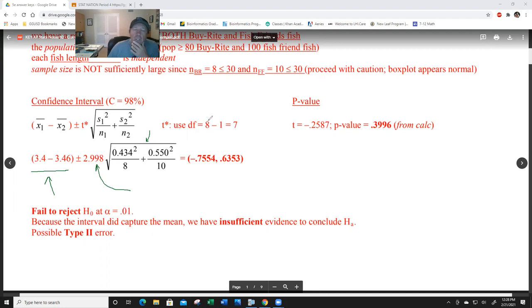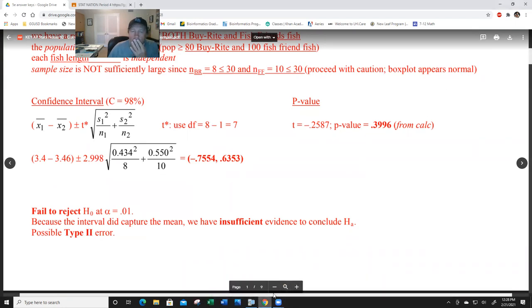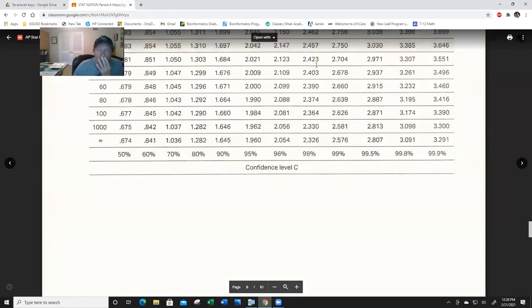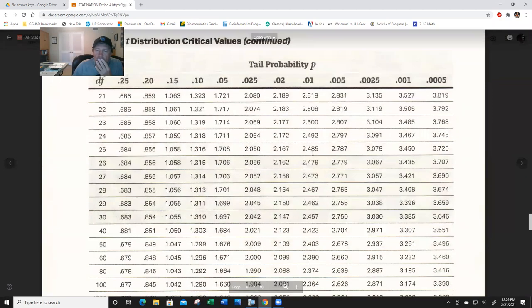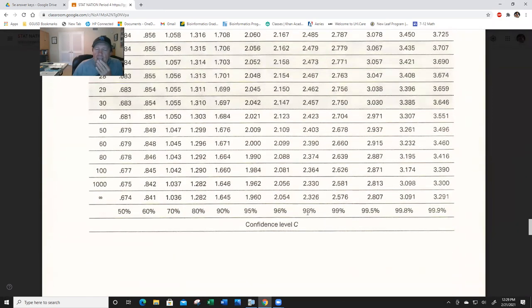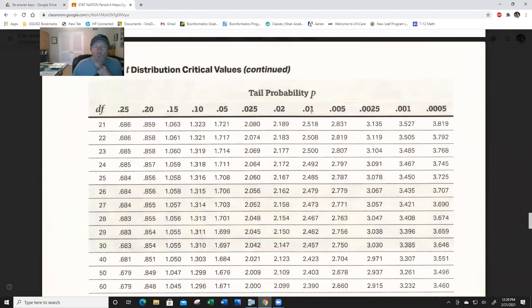Okay, you're going to use the smaller sample size, which is 8. Subtract 1. I got 7 degrees of freedom, okay? 7 degrees of freedom. Okay, now, so go to your formula sheet. Where is my formula sheet? Okay. Right there. And 98% right here at 7 degrees of freedom. Okay. Notice at the top of 98%, notice up here, the tail says 0.01.